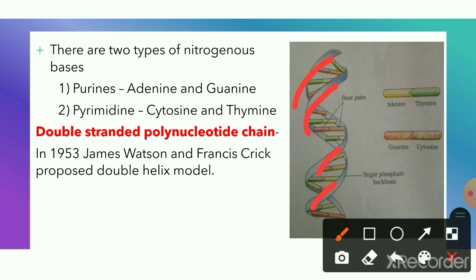Inside the curved edges, horizontal lines are present, which are nitrogenous bases. See here, these horizontal lines are nitrogenous bases: adenine, guanine, cytosine, thymine.